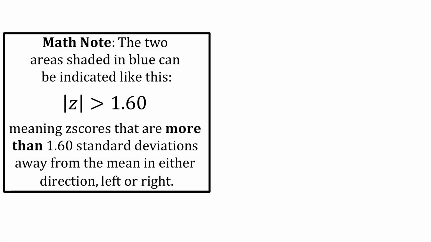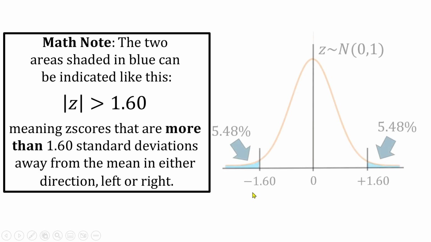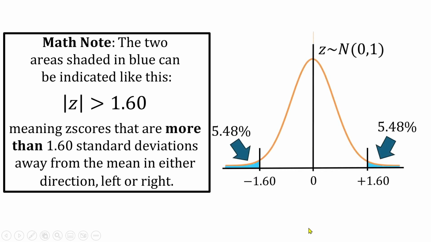Okay, let me take a little aside to talk about mathematical notation. The two areas shaded in blue can be indicated like you see here. What I mean is these two shaded areas here. What this symbol means is that we're talking about z-scores that are more than or greater than 1.6 standard deviations away from the mean in either direction, left or right. This symbol you see, the z with the two bars, that's called the absolute value.